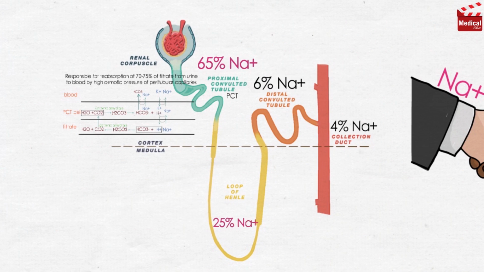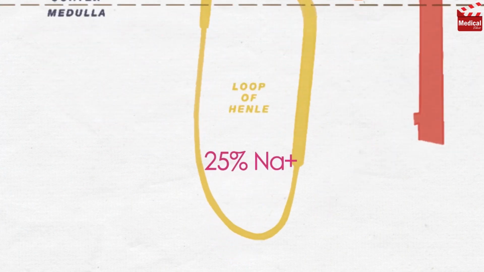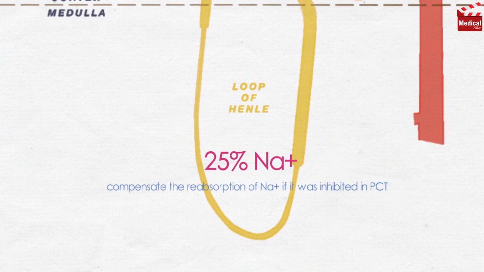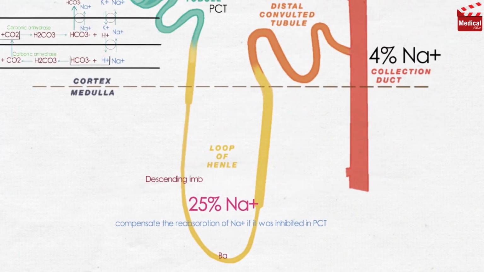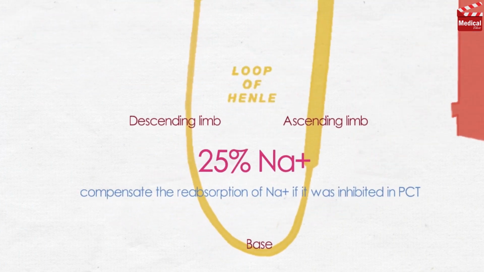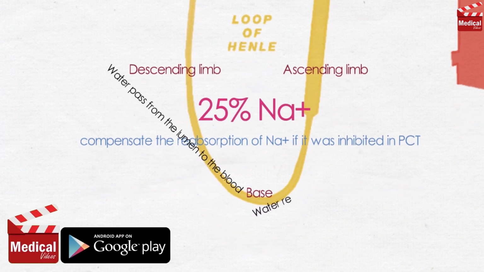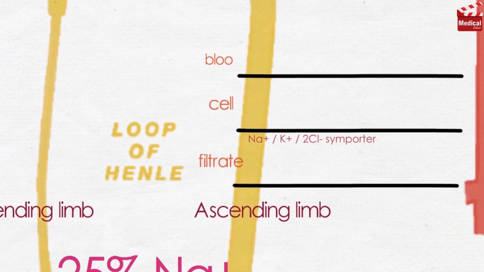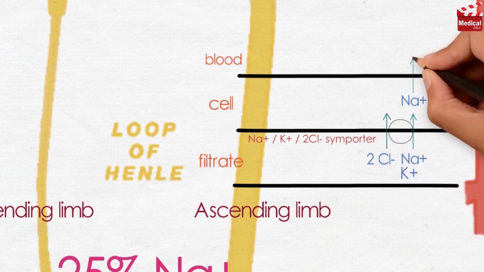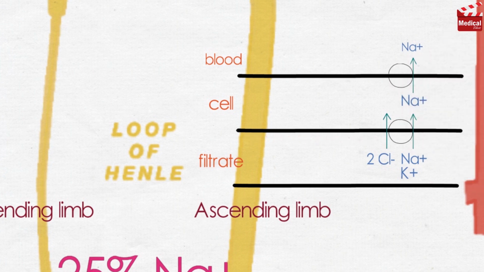Loop of Henle. It normally causes 25% of sodium reabsorption, but also it can compensate the reabsorption of sodium if it was inhibited in the proximal convoluted tubule. It consists of descending limb, base and ascending limb. In the descending limb, water can pass from the lumen to the blood till reaching the base, where water reabsorption stops. The ascending limb contains the sodium potassium chloride symporter carrier, which is responsible for 25% of sodium reabsorption. Then sodium is discharged into the blood through the sodium potassium ATPase pump.